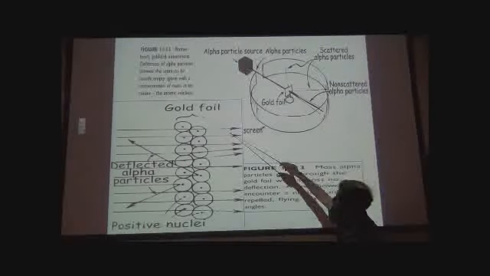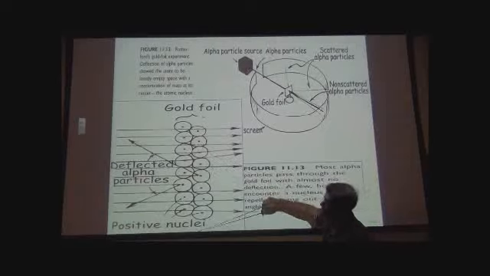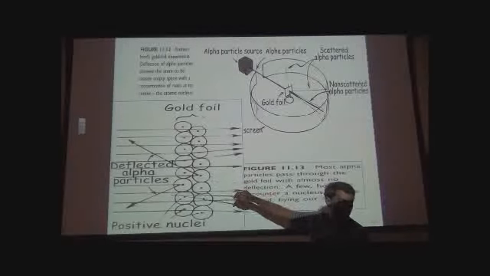However, instead of that, here's what happened. Here's the helium atom going through the gold. It goes all the way through without any problem. Another one goes through, another one goes through. Some of them are deflected a little bit, and very rarely, a few of them are reflected back.